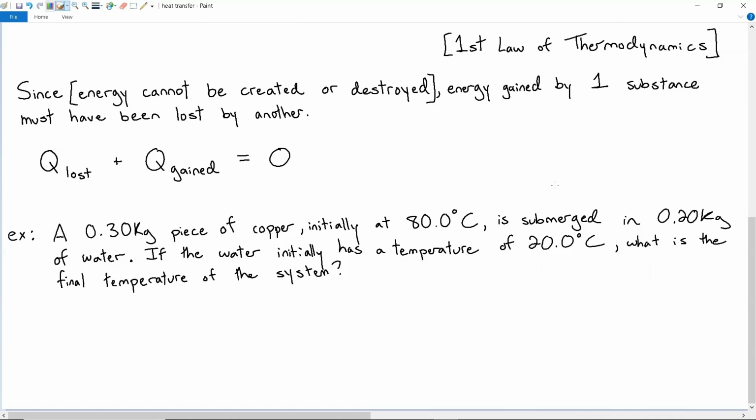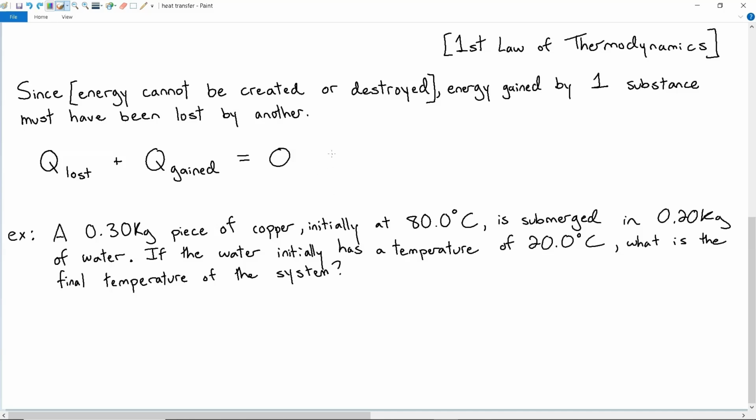We know that energy cannot be created or destroyed, which means that the energy gained by one substance must have been lost by another. So in our previous example, the 12,500 joules of energy that was added to the water has to have come from something else, right? We can't just create energy out of thin air. It needs to have been transferred from another system or another substance. What that means is, if we were to take the energy lost and add that to the energy gained, we should get a net value of 0.